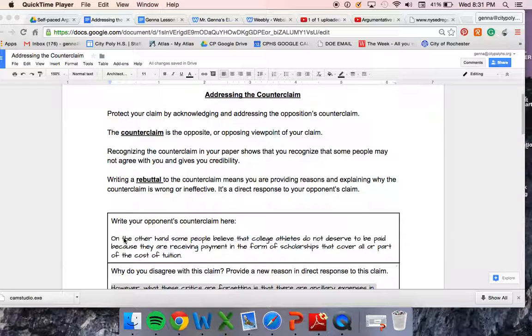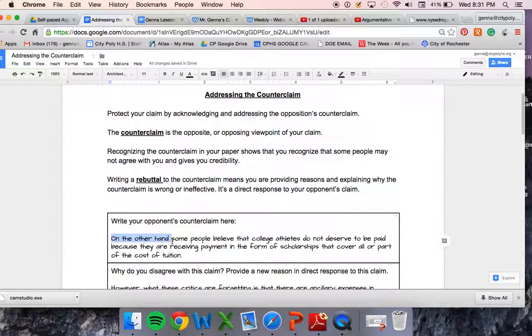So notice here as well, I start with a transition, right? On the other hand, some people believe that just indicates that there's a counterclaim coming, so the reader knows, hey, I'm moving on, this is now not a reason to support my claim, but I'm addressing the counterclaim, right? So it signals that structure and really helps the reader understand and follow along with your thinking.